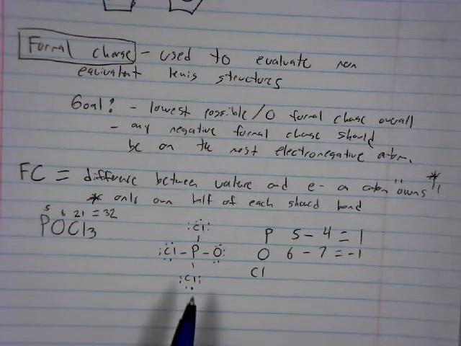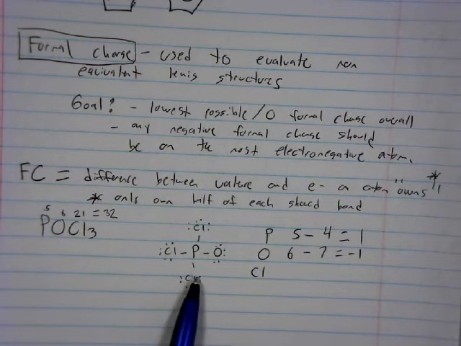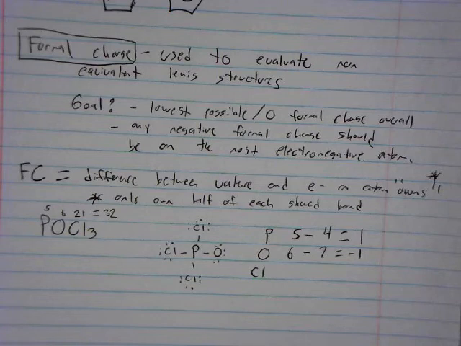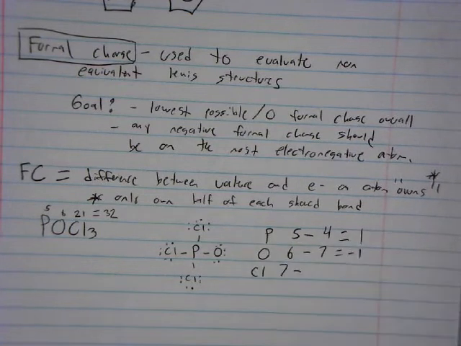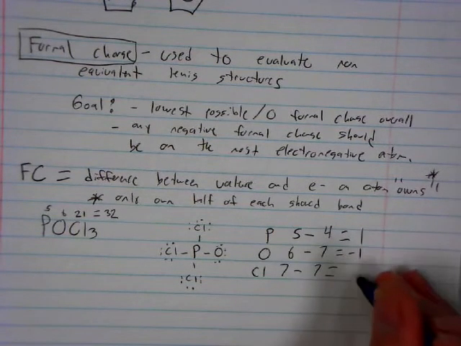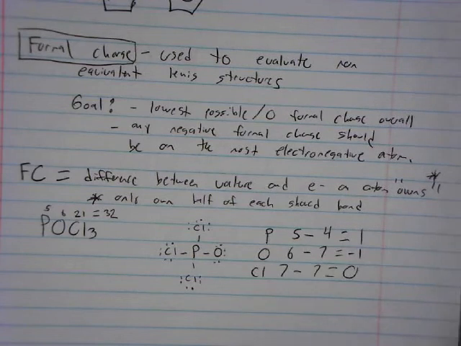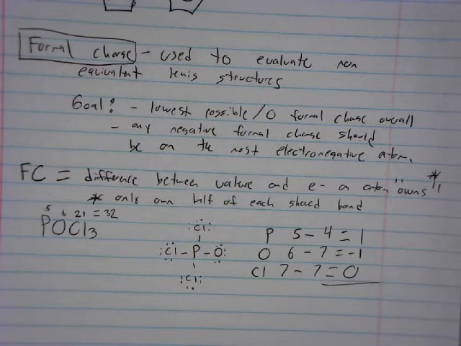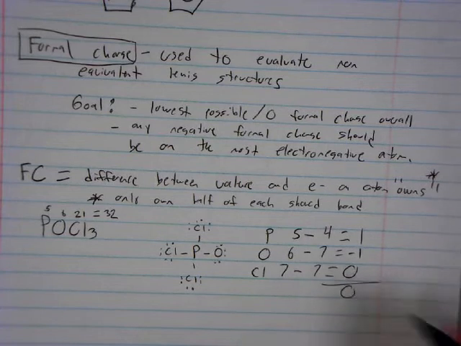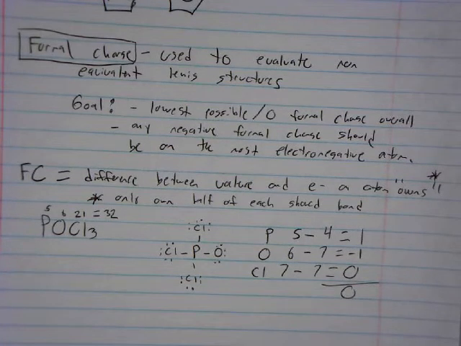But would it be Cl3, or are we just doing one individual chlorine? One individual chlorine. They're going to all be the same. How many valence electrons does chlorine have? 7. How many does it own? 7, which equals 0. So the overall formal charge of this molecule is 0. Dude, we're so good.